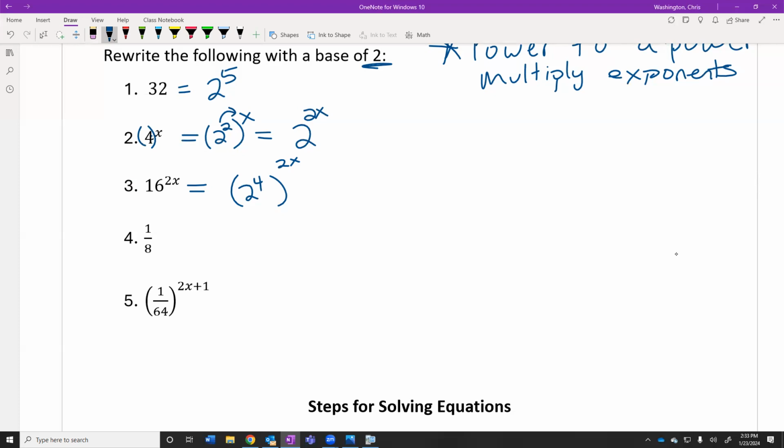And now we can multiply the exponents again. 4 times 2x is 8x. So we get 2 raised to the 8x power.